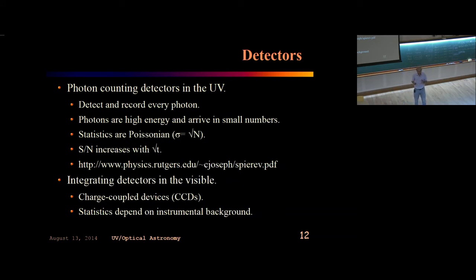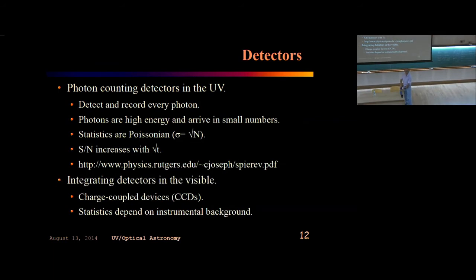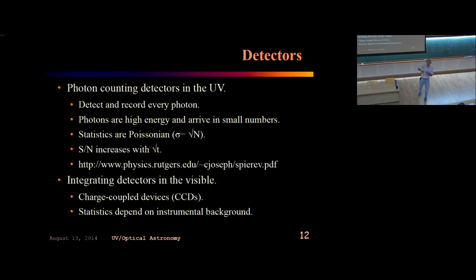signal to noise. So the longer I observe, obviously, the better the signal to noise. But my signal to noise only goes up as the square root of the time. So if I observe for 10 seconds and I get a signal to noise of 3, I have to observe for 100 seconds to get a signal to noise of 10. I have to observe for 1,000 seconds to get a signal to noise of 30, for 10,000 seconds to get a signal to noise of 100. So you see it goes up by the square root of the time.